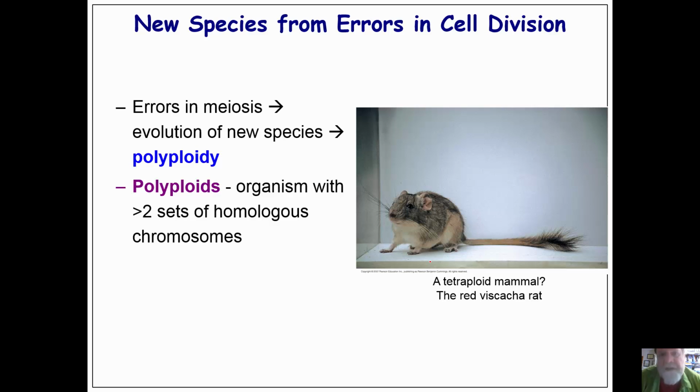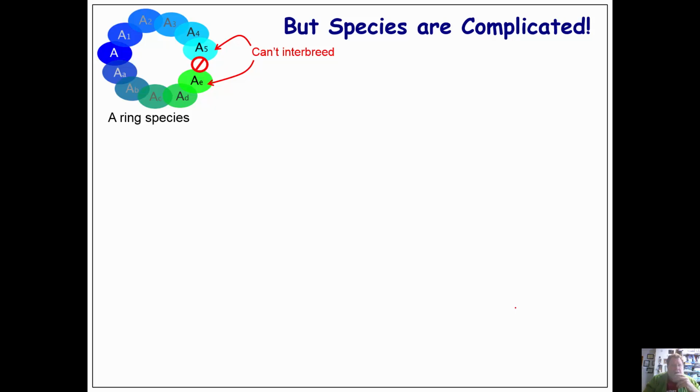What can cause this? There are certain errors in cell division. For the most part, we think mammals are very resistant to errors in cell division. That means that we die if we have these errors, but there are some that we see. There's a tetraploid mammal, the red viscacha rat, which is kind of a unique genetic species.